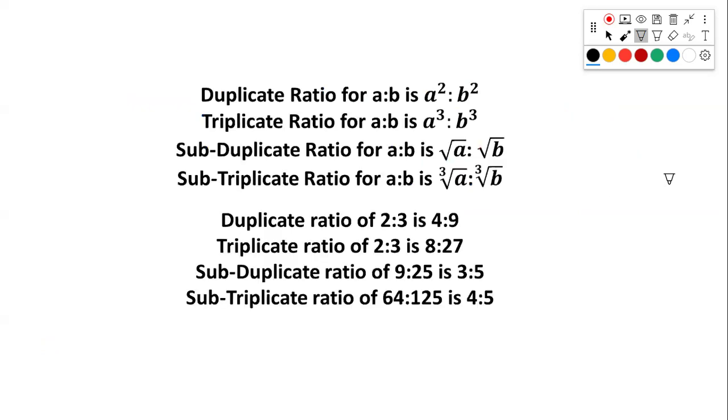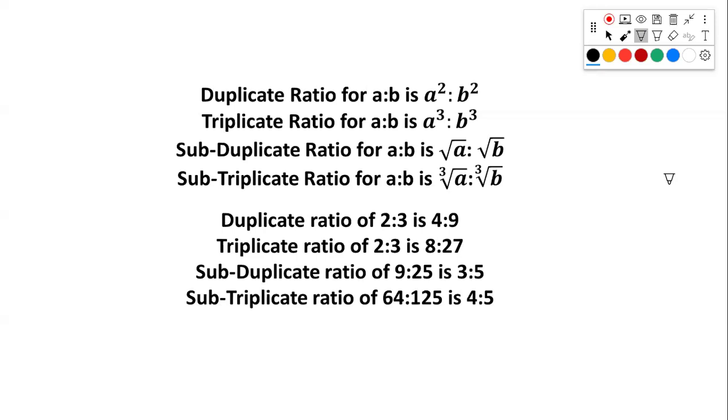So this terminology is very, very important. Sometimes if you get this as a question, you can score marks within no time. 5 seconds, 10 seconds. If you know the terminology, you will score marks. Duplicate ratio is just squaring. Whatever ratio is given, you square it, it becomes duplicate. What is triplicate? Cubes.